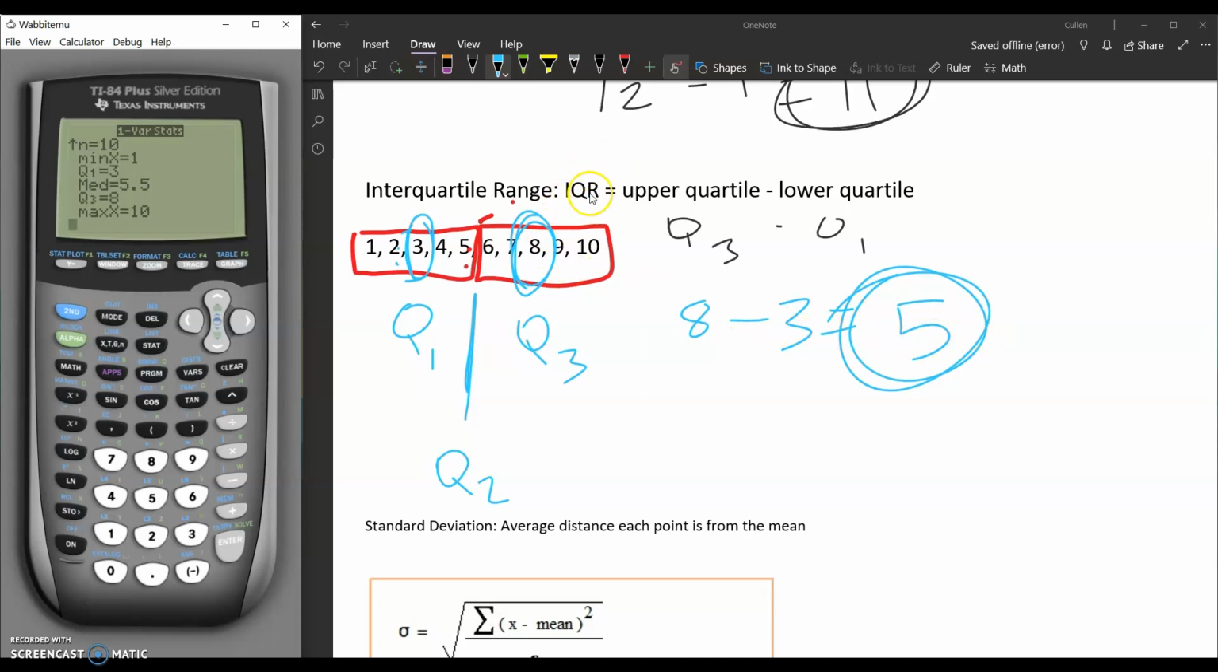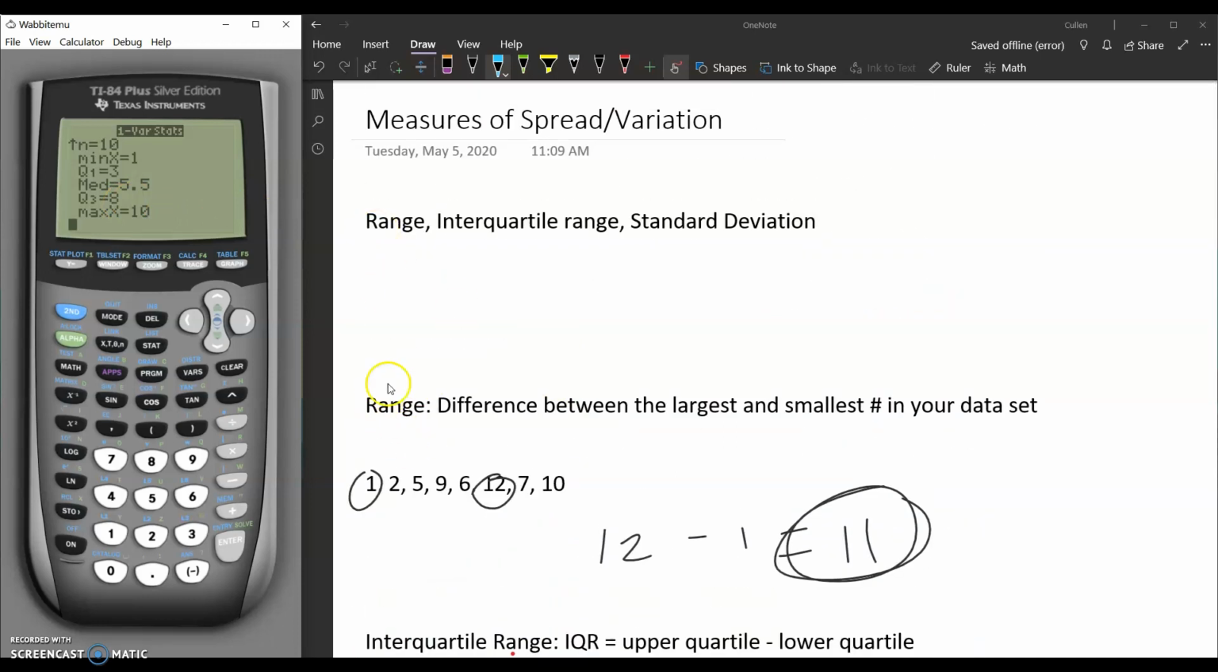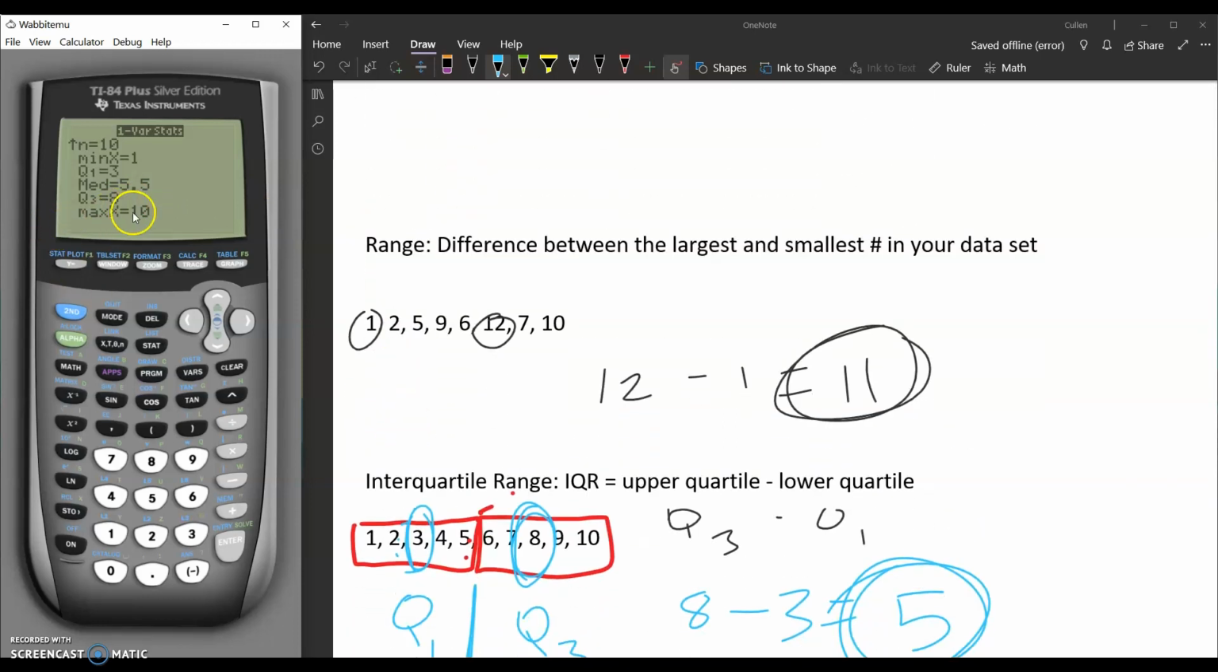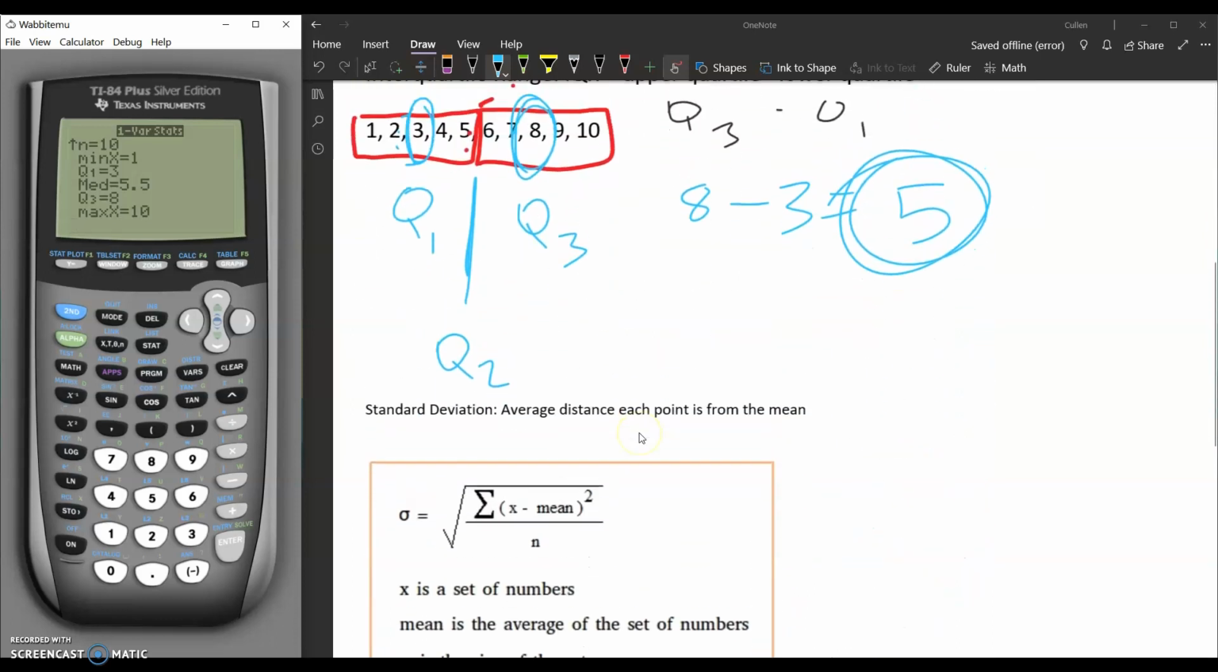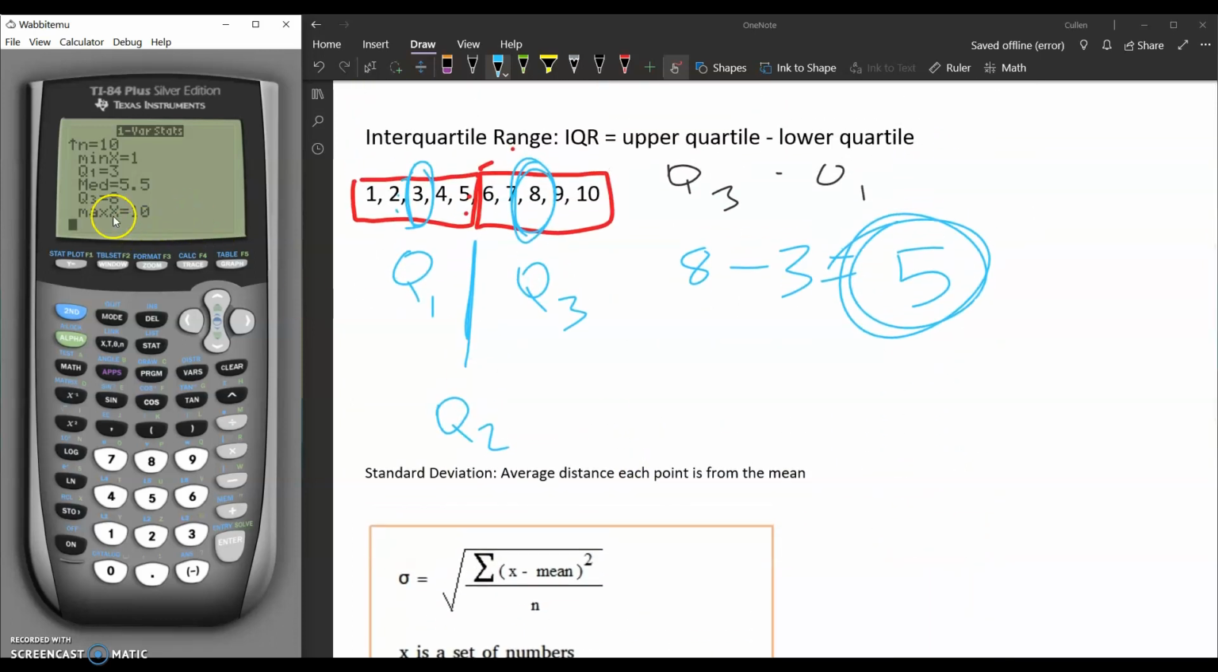So the IQR isn't a number on your calculator, but it does give you Q1 and Q3. It also tells you your median, which was 5.5. It also tells you your max and your min, so your biggest and your smallest numbers. Again, if the set of data is really large, you can find the range using that. I would just do 10 minus 1 here for this set. That was a different set of data for our original range problem, but if you want to find the range for this one, you can do it easily by doing max minus min.